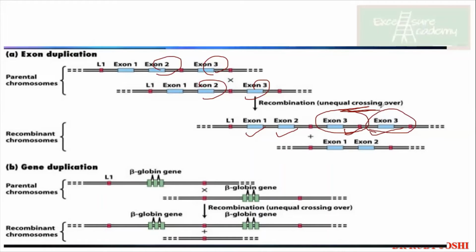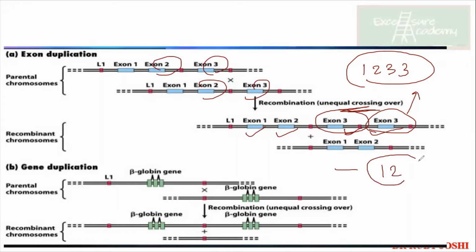Okay. So in future, when this is going to give the transcription, it is going to have 1, 2, 3 and 3. So this particular gene is going to be different now. And this particular chromosome is going to give you now exons 1 and 2. So the expression of this gene and the expression of this gene is going to be different. Now, ye kyun hua? Because of the exon duplication. And this is how you bring about the diversity in the proteins. Okay. Now, this is exon duplication.